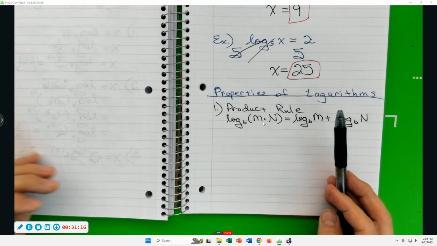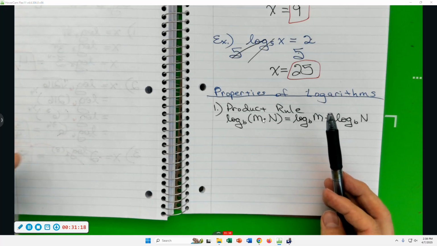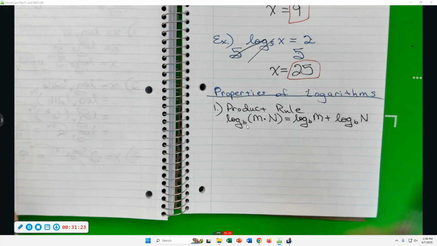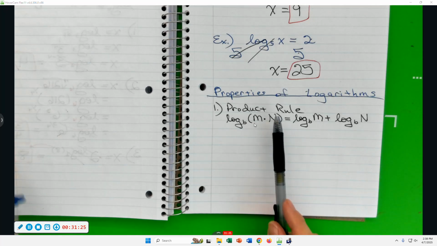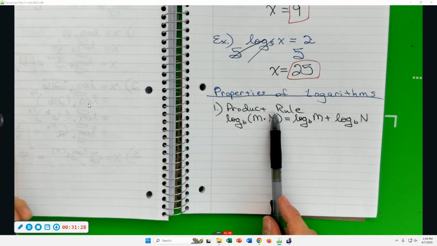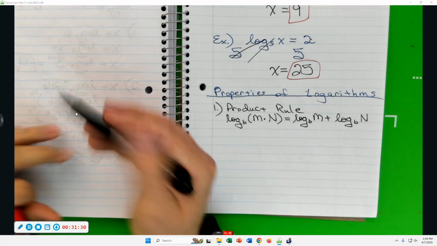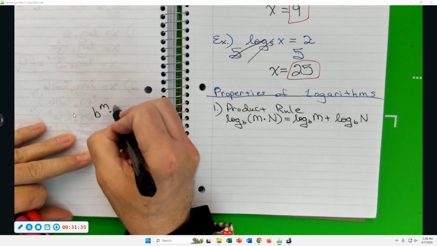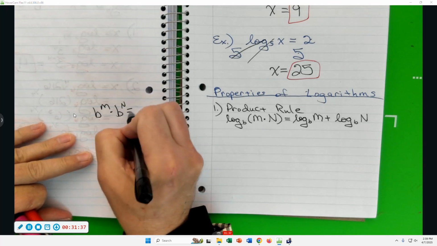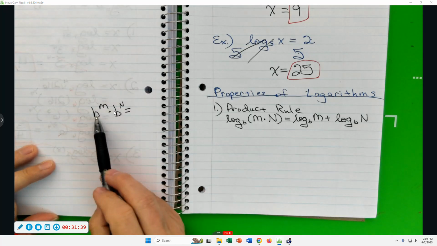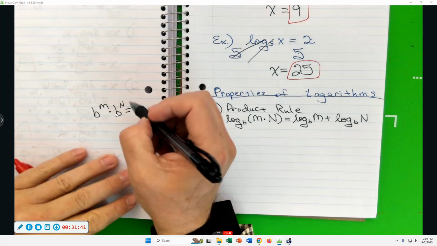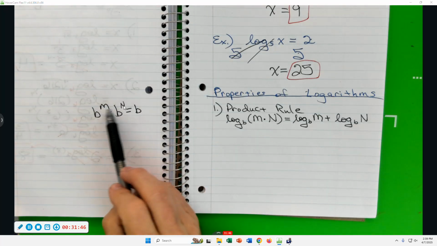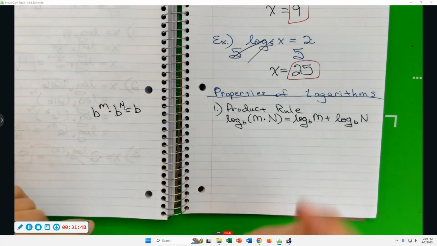Remember I said a logarithm is just a fancy way of expressing what? An exponent. There's a product rule of exponents. Here's the product rule of exponents. It says b to the m times b to the n. If you have the bases being multiplied and you want to write it as a single power of b, what do you do to the exponents? You add them, m plus n.